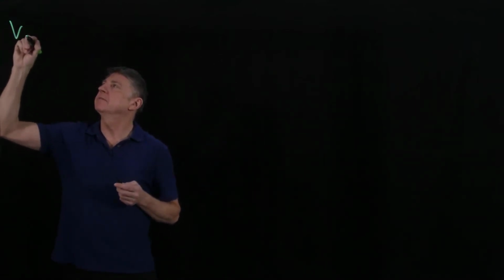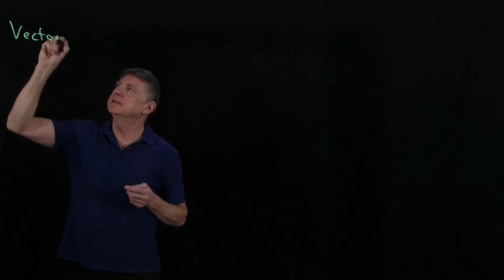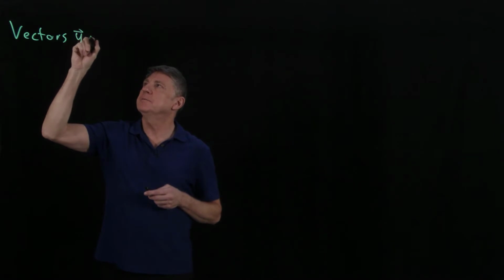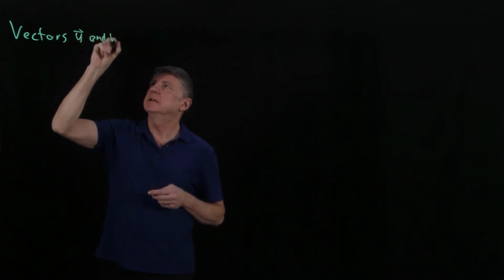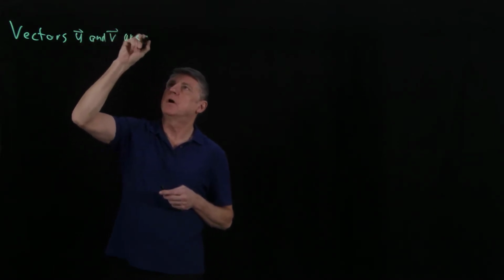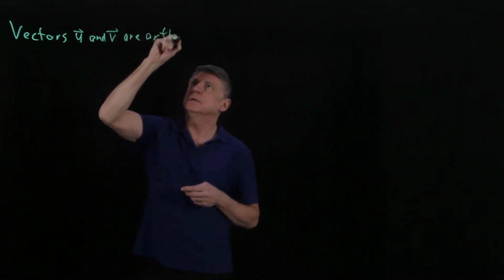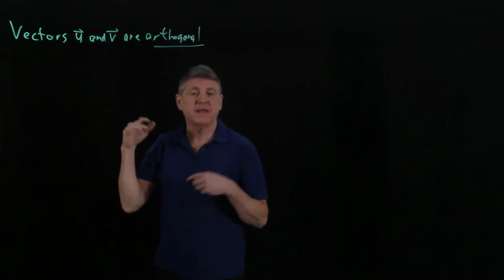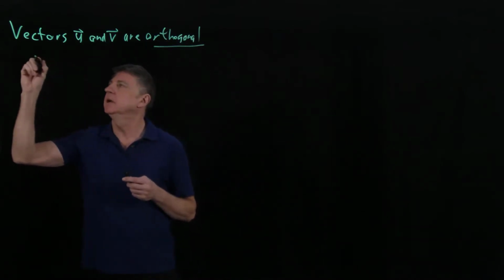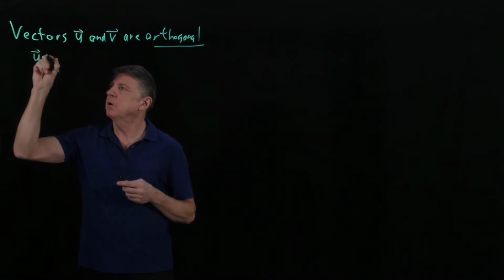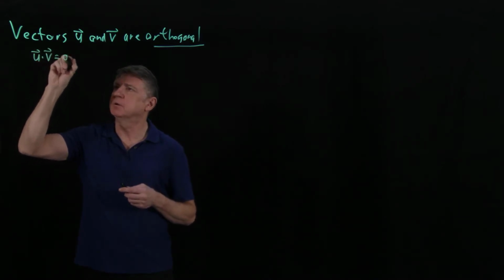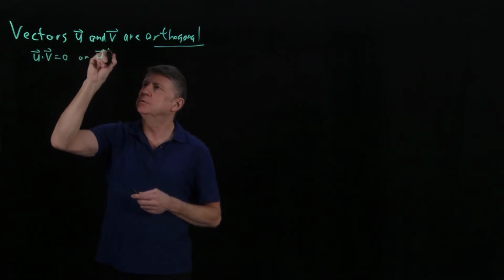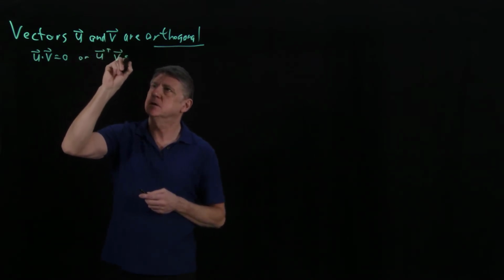If we have two vectors in the same space, u and v are orthogonal if we define that, or intend that to be, the dot product of u and v is 0, or we could write that as u transpose v equals 0.